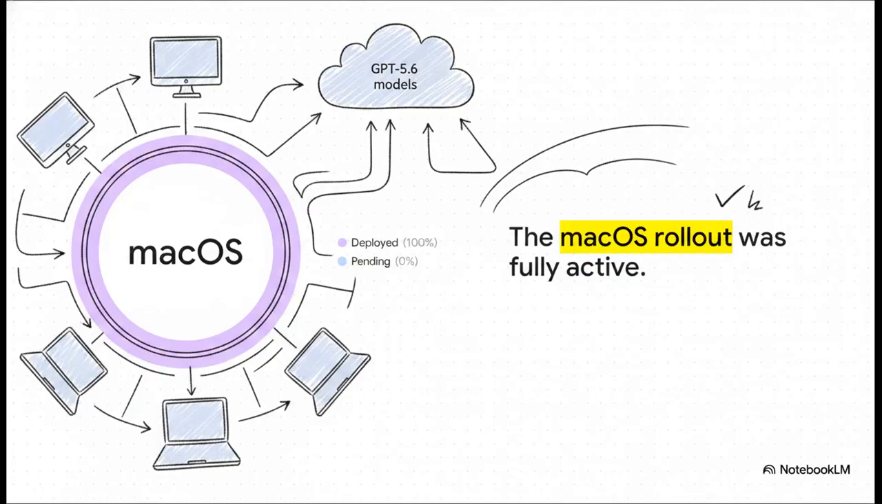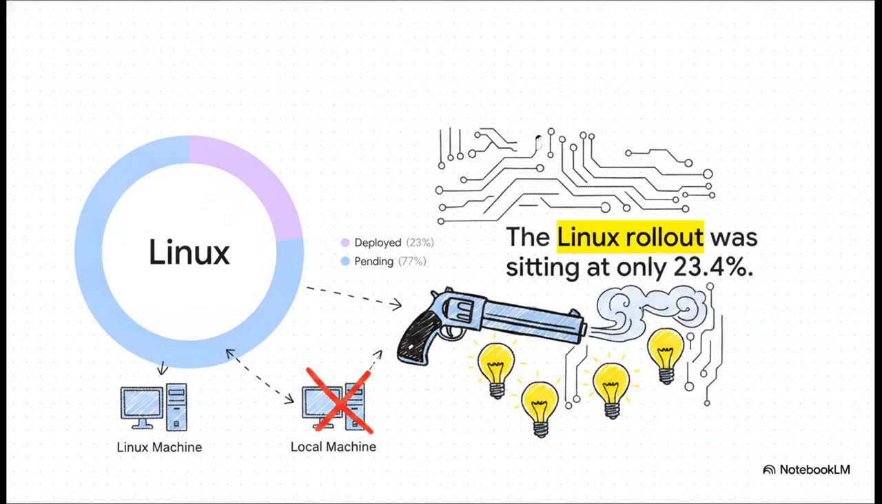When checking the diagnostic data for the Mac, the system was essentially operating in a fully deployed environment. The macOS rollout was at a solid 100%, allowing the client to seamlessly connect with those GPT 5.6 models on the server side. Basically, the infrastructure was fully expecting and welcoming the macOS connection. But here is the smoking gun. When they checked the exact same log on their Linux machine, the rollout wasn't complete. The Linux rollout was sitting at a mere 23.4%. Suddenly, the whole shebang clicks right into place. The local machine wasn't the problem at all.